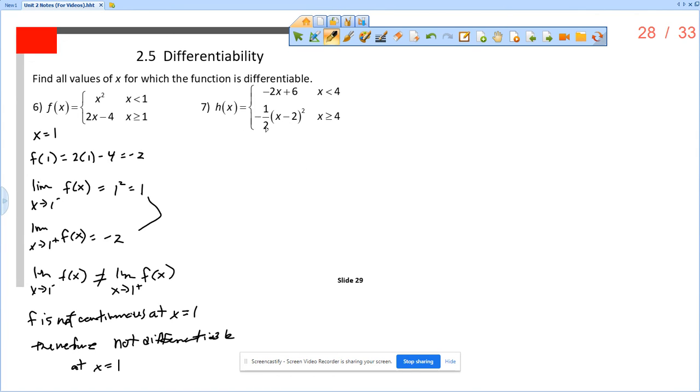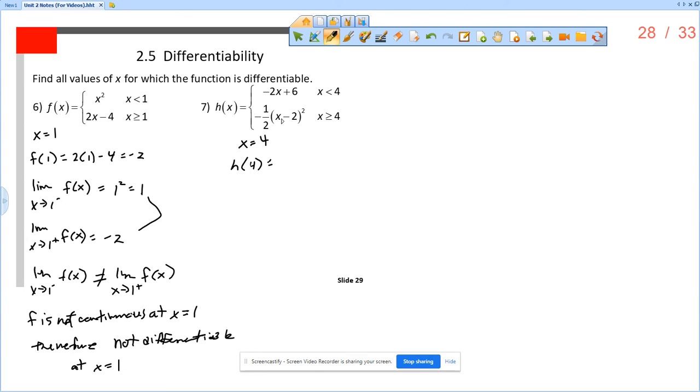All right, let's consider the next one. Okay, so once again, this is a line, so to the left of 4, we're fine. This is a parabola, so to the right of 4, we're fine. So now we want to examine x equals 4. So we evaluate, sorry, not f, I guess it's h. So h of 4.